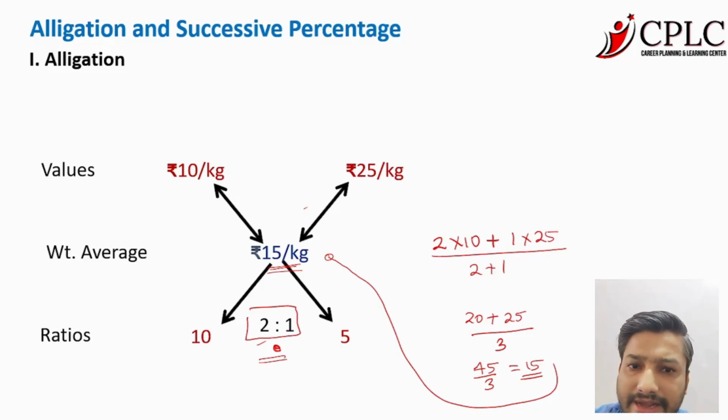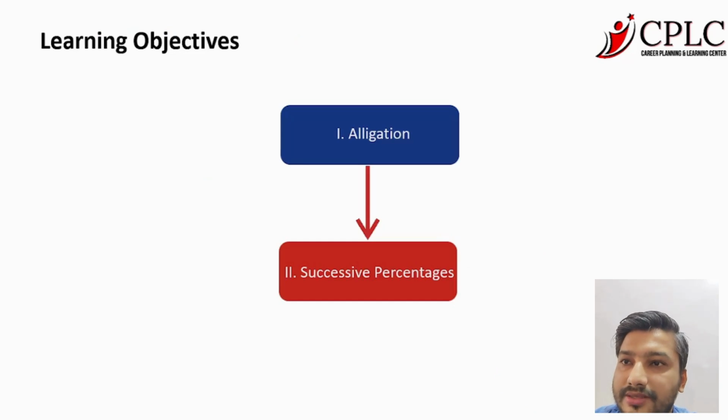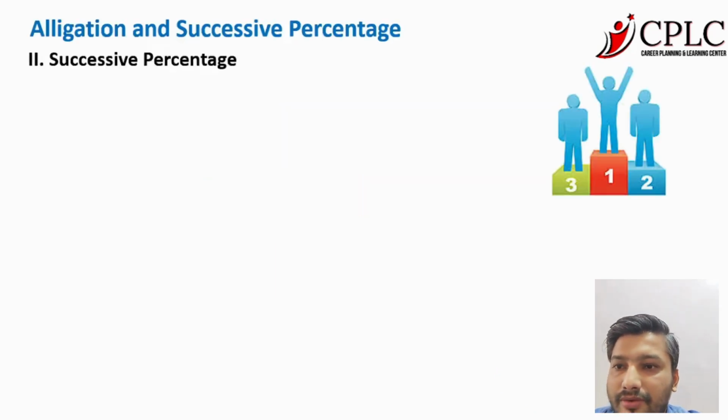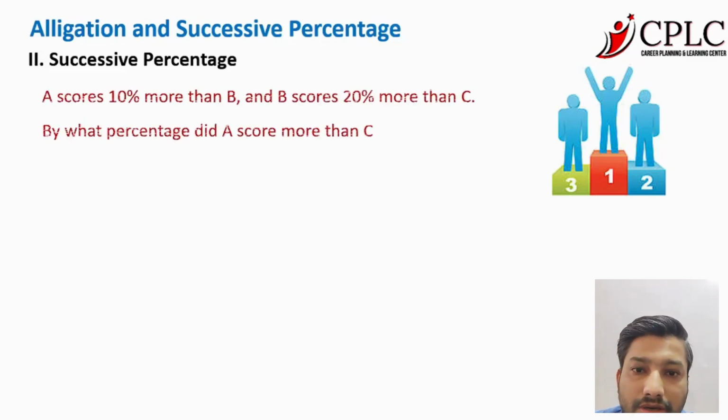So this is what allegation is all about. We'll obviously see the different varieties associated with that when we solve a few questions related to this. So assuming you have gotten this correctly, let's move on to the next idea, which is going to be successive percentage. Now whenever we talk about successive percentage, let's again take an example and then we'll go to the concept.